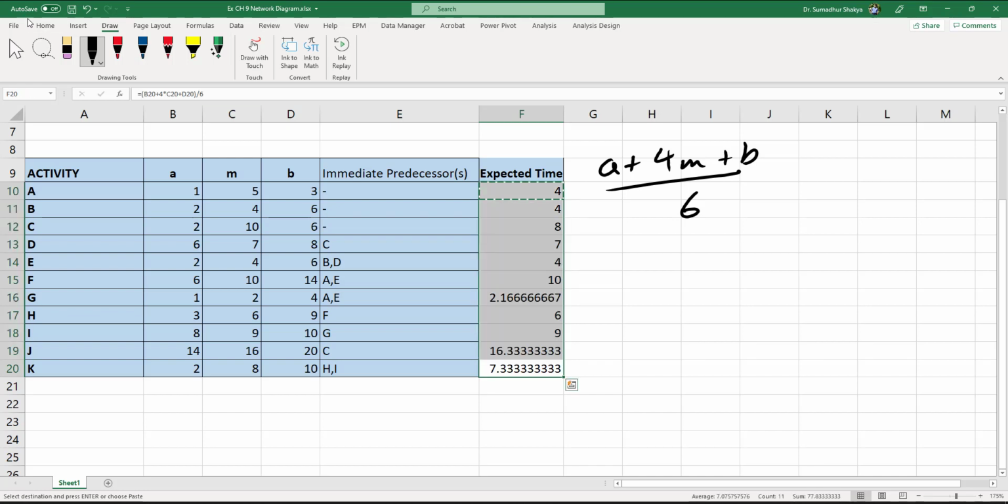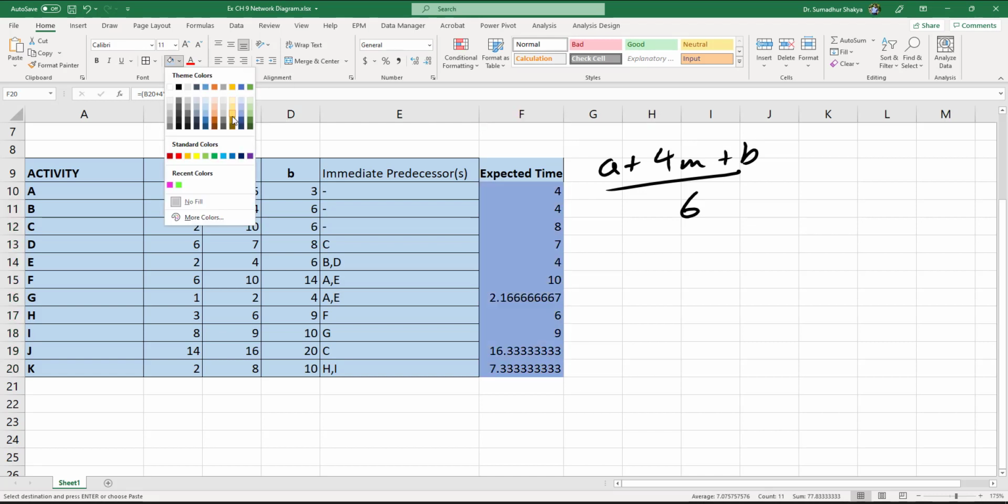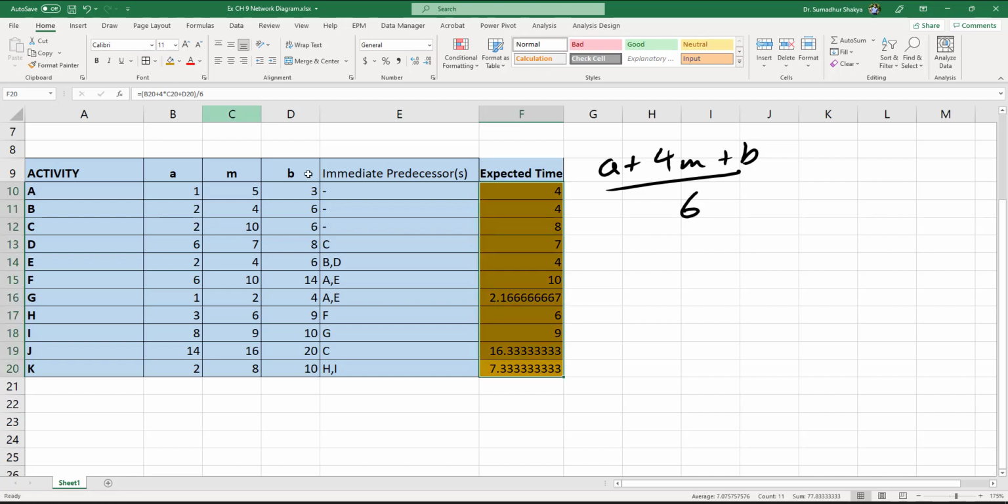Now I'm going to use the color coding such that these are all the calculated values. Therefore I'm going to color them differently, and I'll change them again in a minute, but let's fix this. Okay, that's sufficient enough. Now the next thing we want to calculate is the variance.